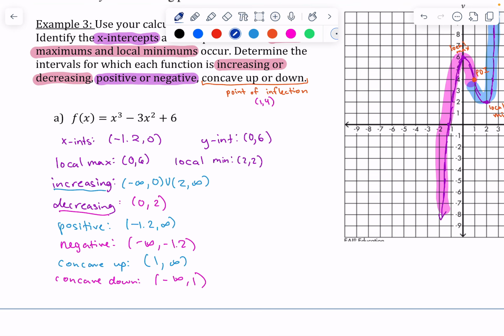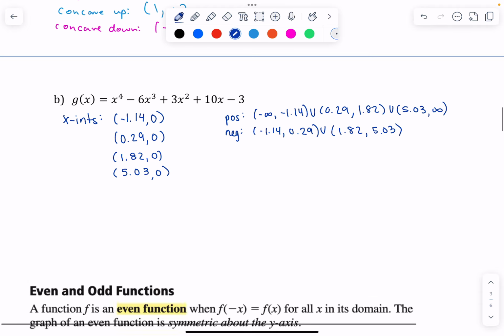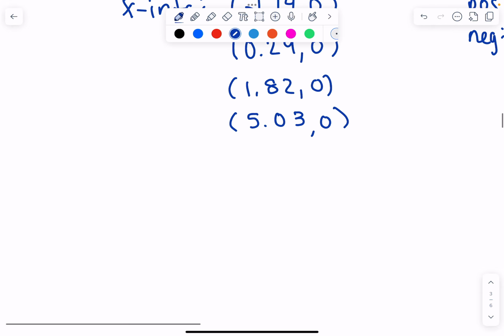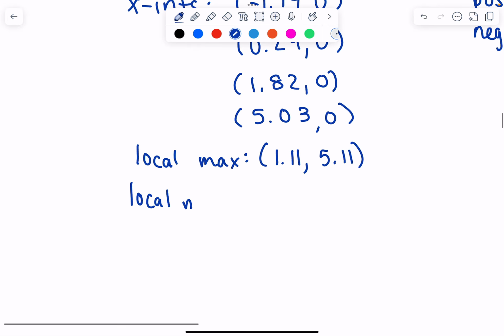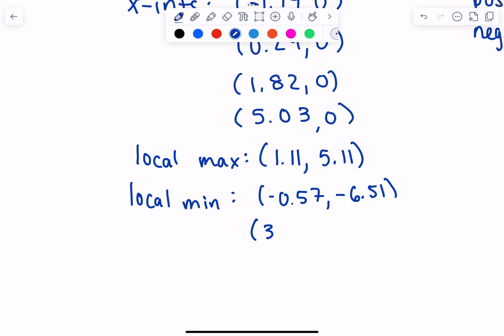Okay, so I have 2 local mins and 1 local max. So my local max, again rounding to 2 decimal places, is (1.11, 5.11), and then my 2 local mins are (-0.57, -6.51) and (3.96, -43).